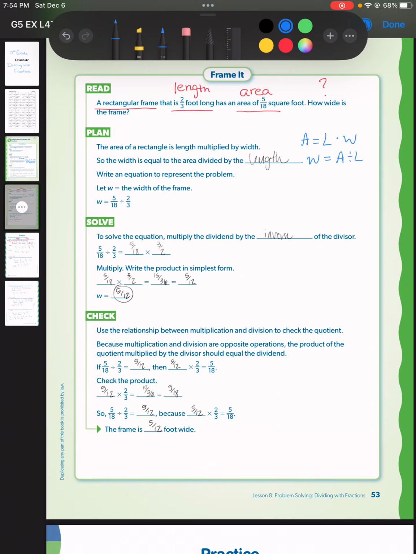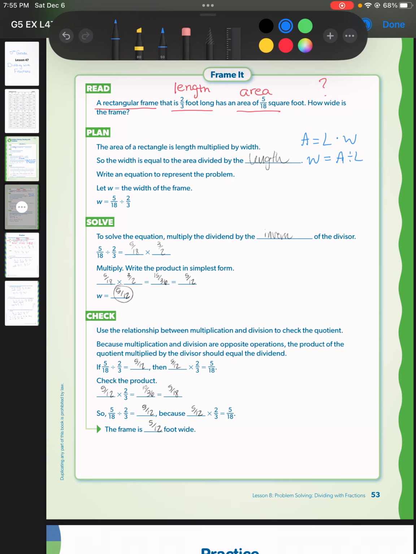Then you're jumping into a second example. Again, a word problem that you want to make sure students are annotating. So here we're looking at a rectangular frame that is 2/3 foot long and has an area of 5/18, and they're looking for the width. In annotating this problem, I made sure to underline the shape so they knew it was a rectangle. That's critical. And the 2 pieces of information they have are the length and the area. And we're looking for the width.